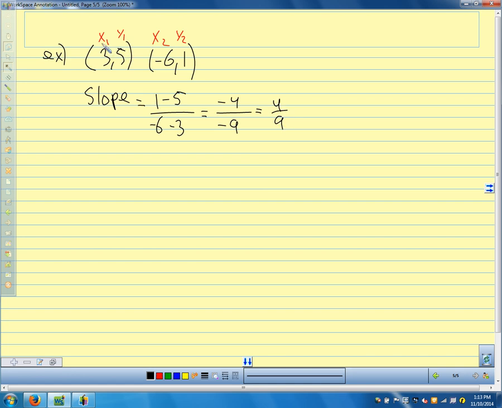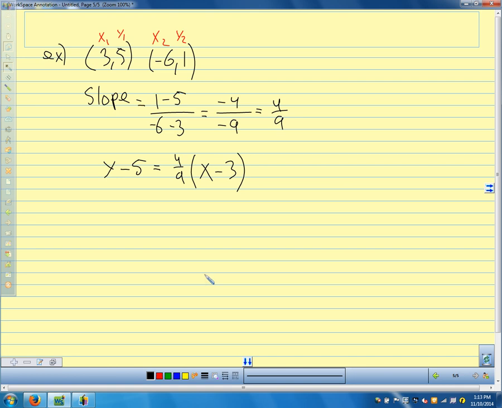Here's my point. So I'm going to say y minus y1, y minus 5 equals our slope, 4/9, x minus x1, x minus 3. And that's all I have to write. So when I go to graph it, this point, 3, 5, would be on my line. It just changes, they change signs when we go into the equation.